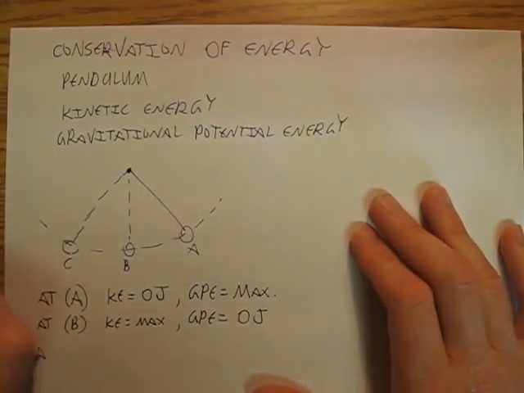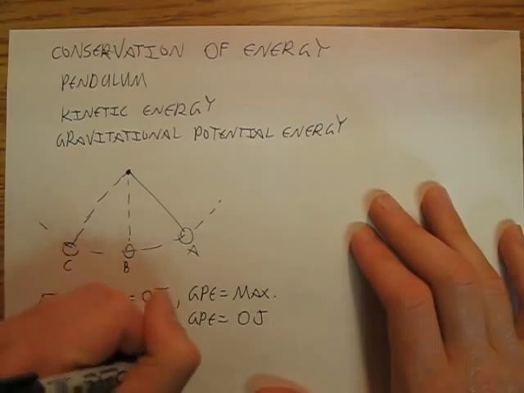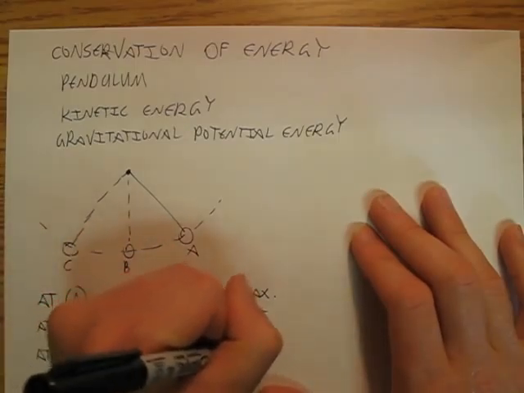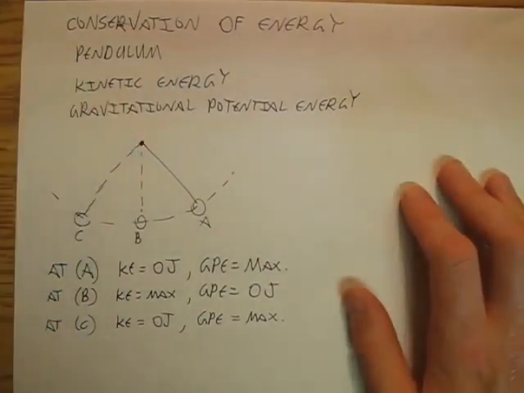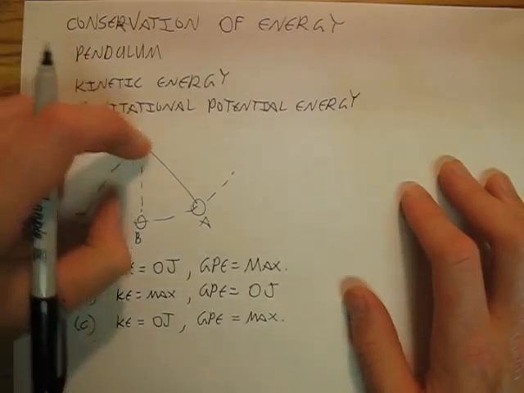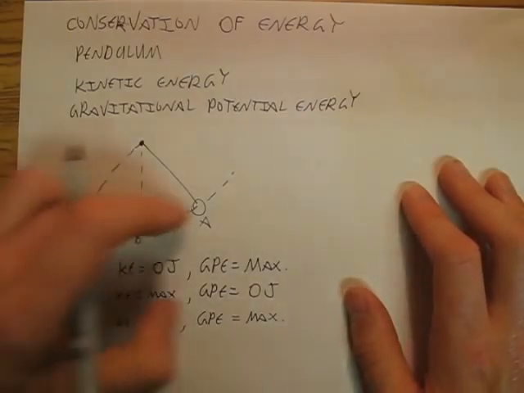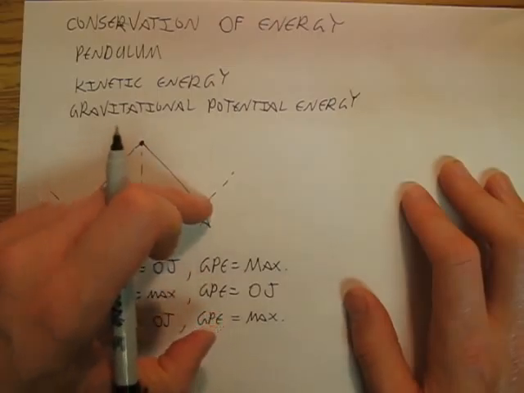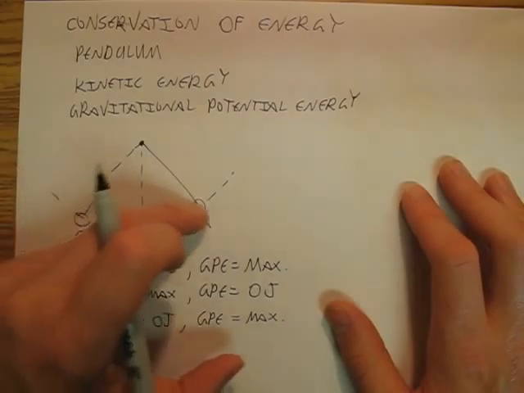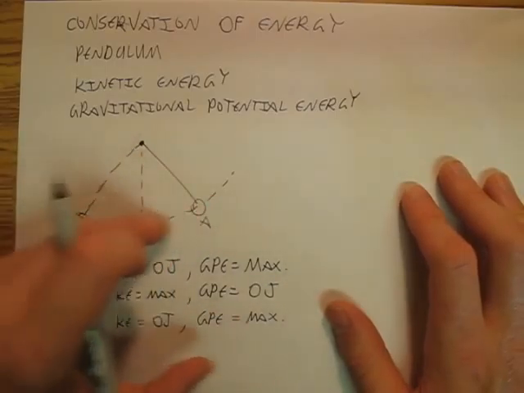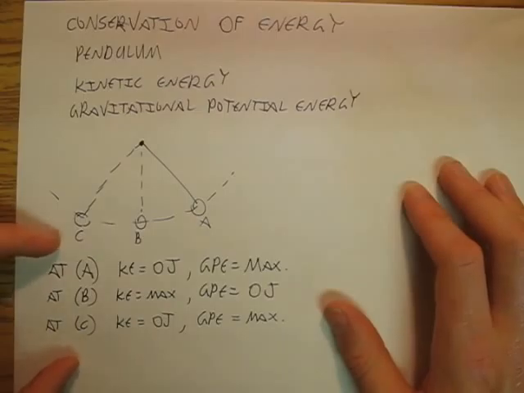And then at C, it goes back to the kinetic energy being 0 joules, and the gravitational potential energy is at its max. And so basically, if there's no friction in the system, no air resistance, a perfect pivot point, and we do this in a vacuum, which of course is unrealistic, it would convert gravitational energy to kinetic energy to gravitational energy to kinetic energy, and that energy would just slosh back and forth between those two forms forever and ever.